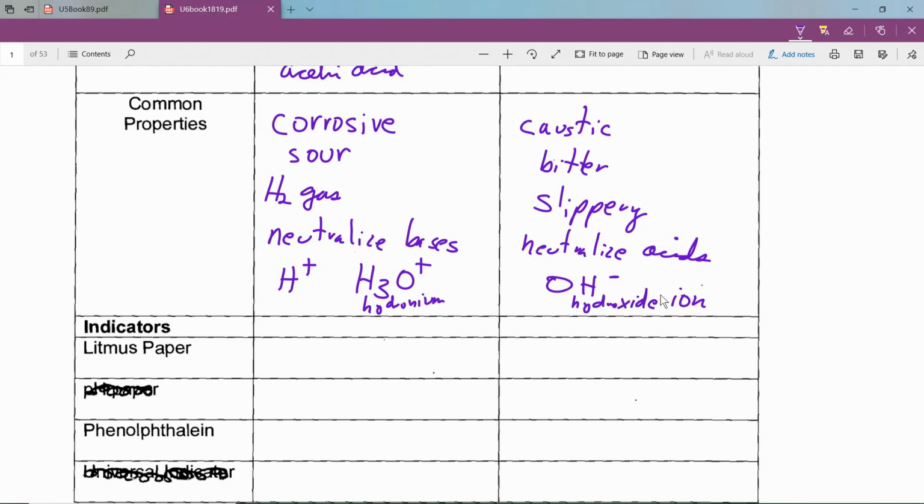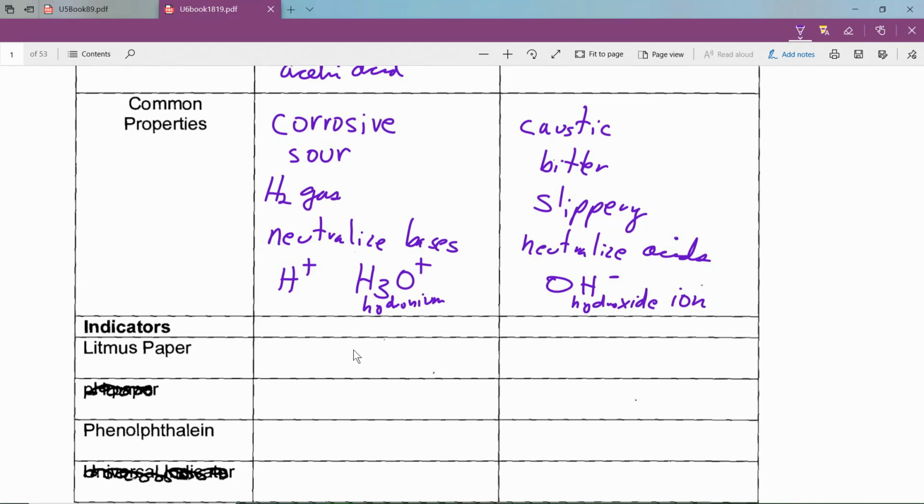Indicators are involved with acids and bases. Litmus paper is a common indicator. It tells you when you've reached the end point of a titration. Titrations are a topic we look at lots in this chapter. It also indicates right away whether you have an acid or a base.